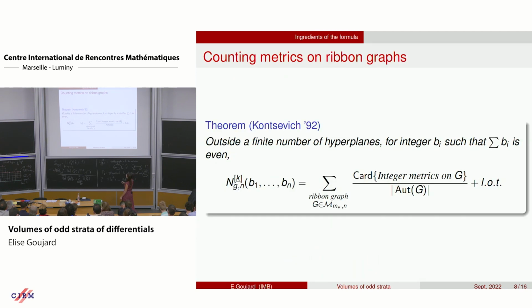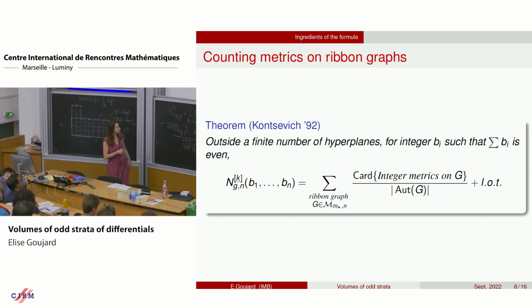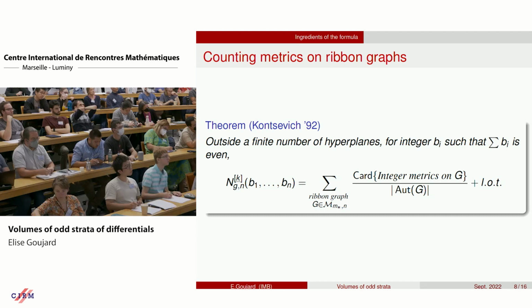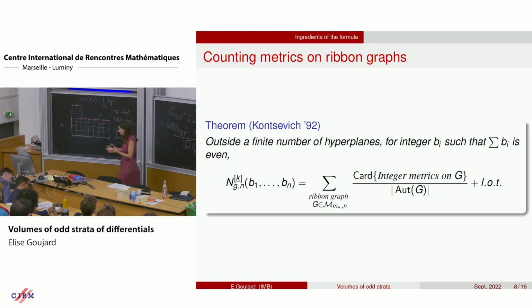Okay, sorry for that. So this polynomial, a legitimate polynomial, is equal to the counting function of integer metrics on such ribbon graphs, plus lower order terms. What I mean by this formula is that this counting function is actually a piecewise quasi-polynomial, and this piecewise quasi-polynomial agrees with this polynomial on the chambers and for the b_i that satisfy this condition. So on a certain subset of the parameter space, it really counts the number of integer metrics on the graphs.